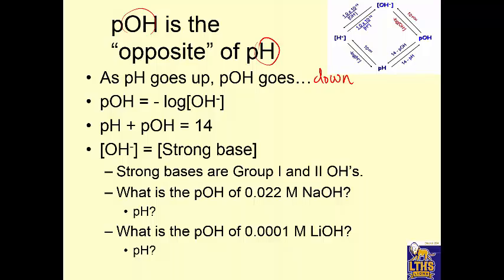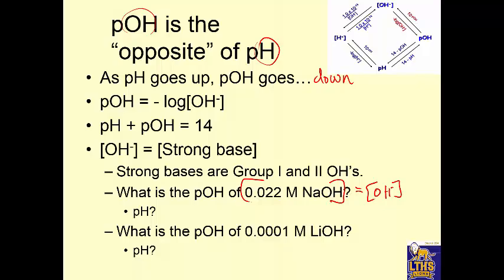Right. So how do you know hydroxide concentration for that? Well, if you have a strong base, it breaks up totally, so you have the hydroxide concentration. Strong bases come from group 1 and 2 hydroxides. So this one's saying, what is the pOH of a 0.022 molar NaOH solution? So here's the NaOH concentration, right? But it also equals the OH minus concentration because all of this turns into hydroxide.